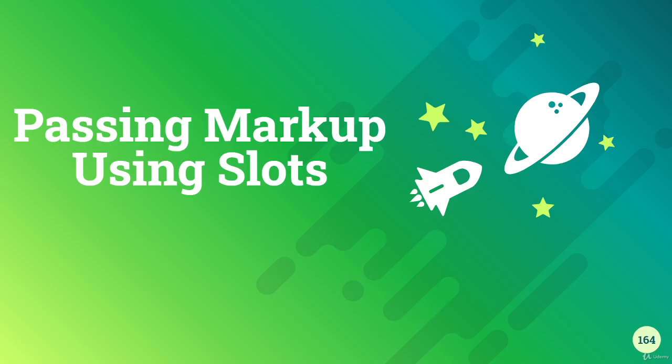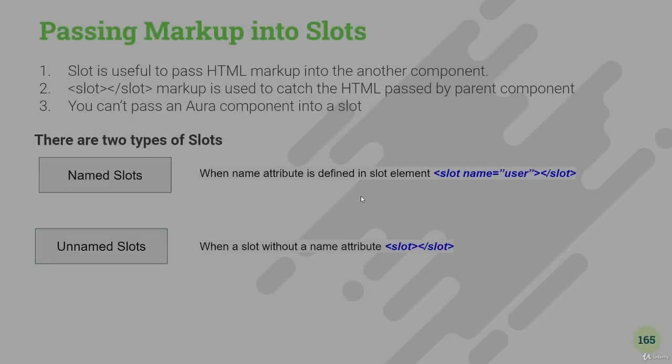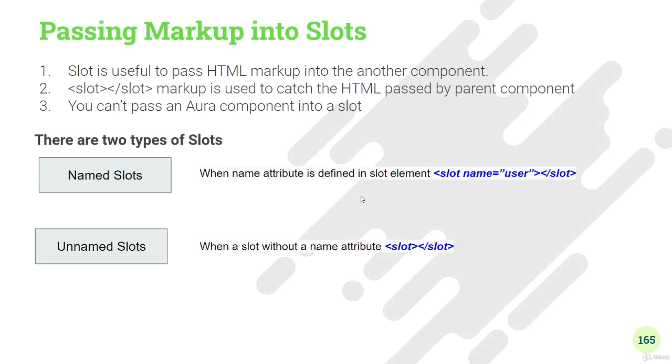In this video, we learn how to pass markup using slots. Markup is nothing, it's basically an HTML template. A slot is useful to pass HTML markup into another component. If we have to pass HTML from one component to another component, we use a slot, and the slot markup is used to catch the HTML passed by the parent component. You can't pass an Aura component into the slot.